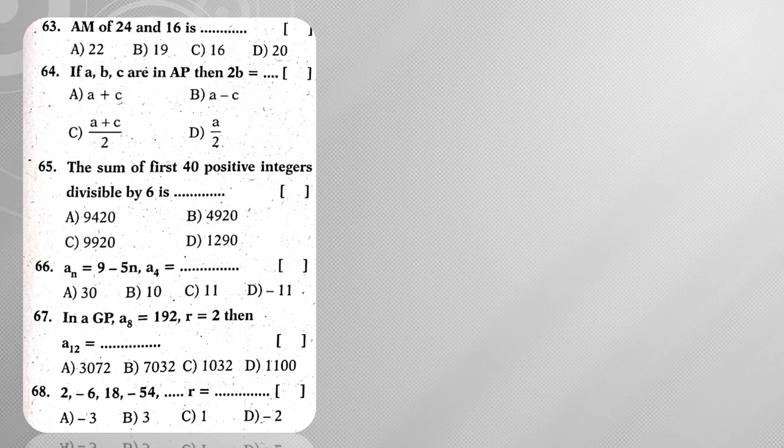AM of 24 and 16 is, so what is the meaning of AM? AM is nothing but arithmetic mean, or simply you can call it mean, or we can take it as average. What is the formula of average? Average is given by sum of observations by number of observations. Here we have two observations, so sum of observations means 24 plus 16 by number of observations, which is 2. So 24 plus 16 is 40, 40 divided by 2 gives me 20.